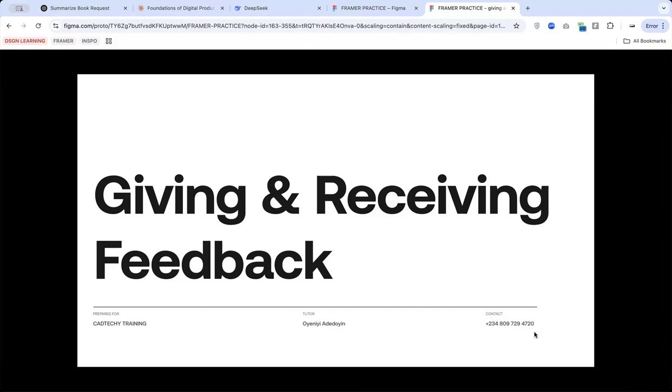So, we are looking at design critique and how to give and how to receive feedback. Before we continue, I'd just like to ask, has anybody actually gotten feedback on your design work? That's one. And also, was it good feedback? Was it good or was it bad? I'd just like to hear. Have you gotten feedback on your work before? And was it good or was it bad?